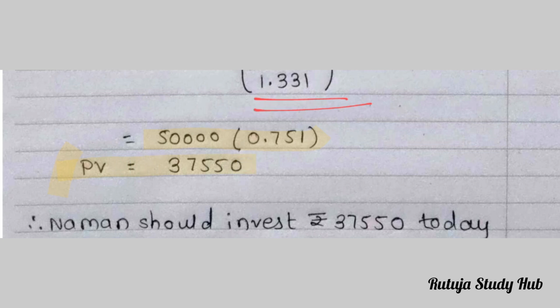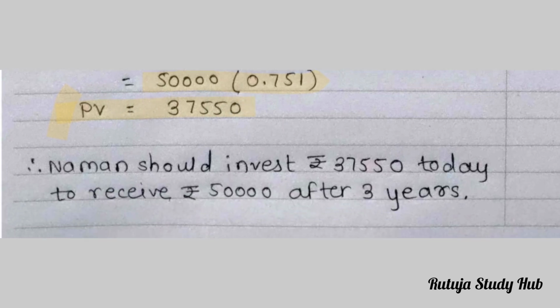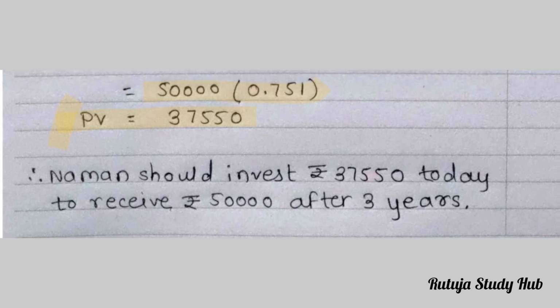PV equals rupees 37,550. Final answer line. Don't skip it. So, Naman should invest rupees 37,550 today to receive rupees 50,000 after 3 years.